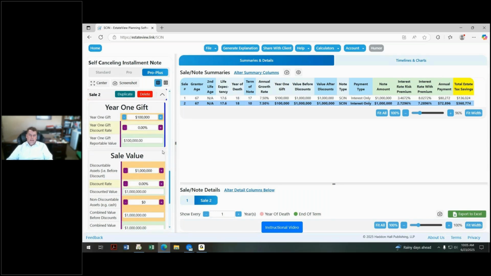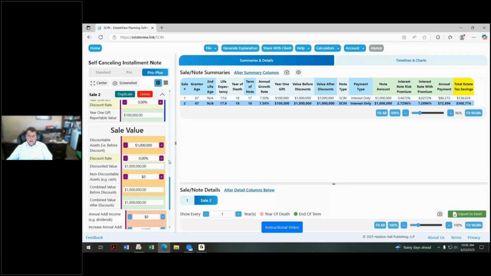Then the year one gift. Typically, when we're making a gift to a trust, if the trust is involved in the sale, we want the gift to be equal to 10% at a minimum of the value of the sale. So in this situation, because I'm selling $1 million, the year one gift would be equal to 10% of that.